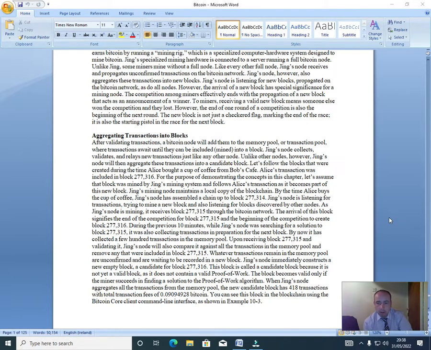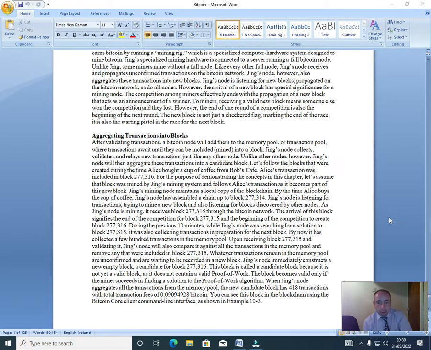Let's follow the blocks that were created during the time Alice bought a cup of coffee from Bob's Cafe. Alice's transaction was included in block 277316. For the purpose of demonstrating concepts in this chapter, let's assume that block was mined by Jing's system and follow Alice's transaction as it becomes part of this new block. Jing's mining node maintains a local copy of the blockchain. By the time Alice buys a cup of coffee, Jing's node has assembled a chain up to block 277314.